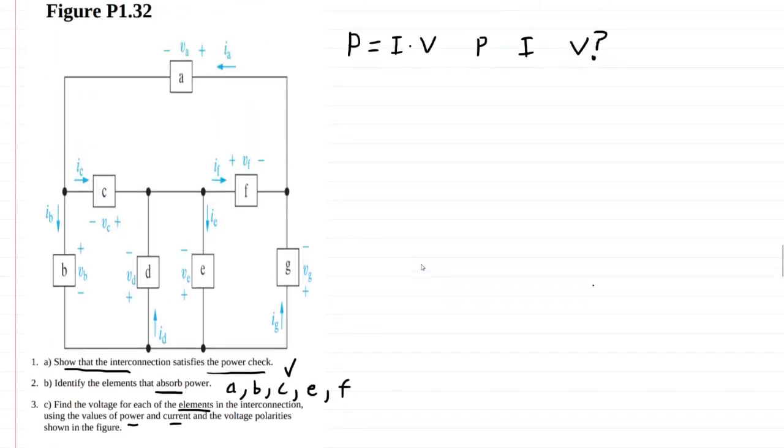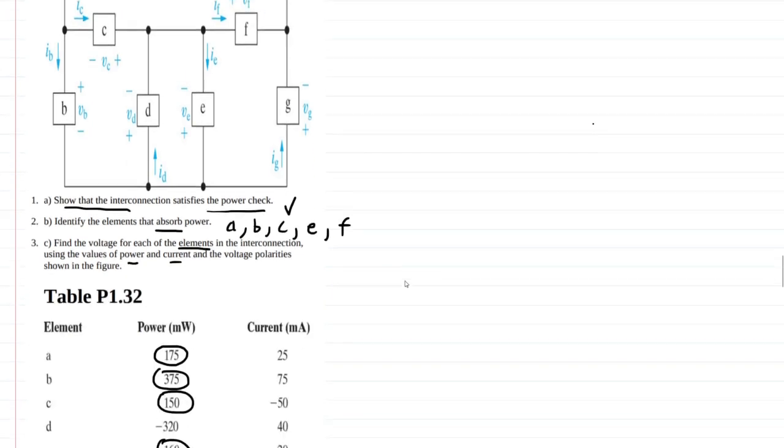It sounds a little bit confusing, but it's pretty simple, like we were doing before. So we'll start with element A. Element A, we have the current flowing from here. So that means that our power, once again, is going to be plus. And since the power is plus and the current is plus, we're going to get a plus answer. So anyway, voltage A is going to be 175 milliwatts divided by 25 milliamps. And we get that value from this table.